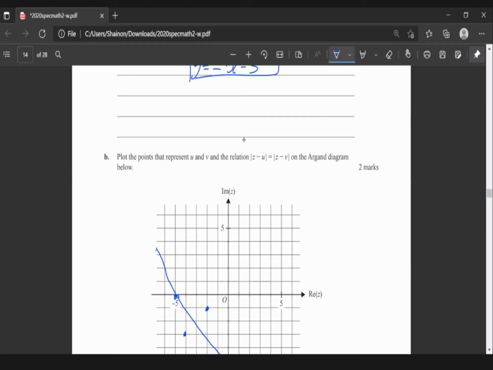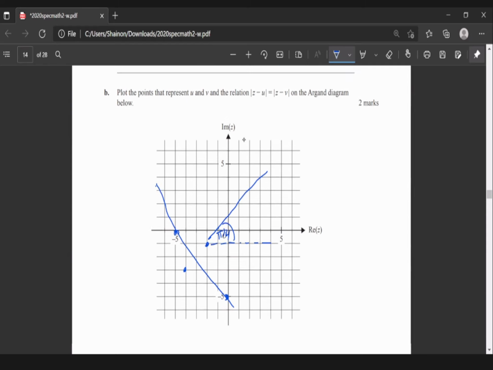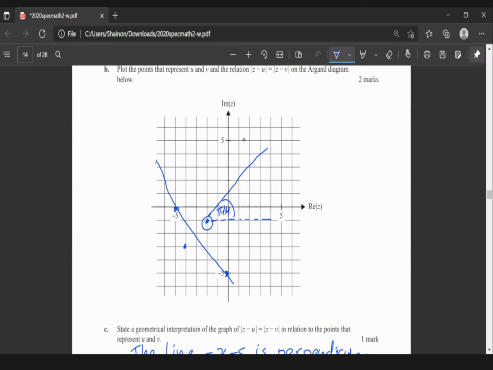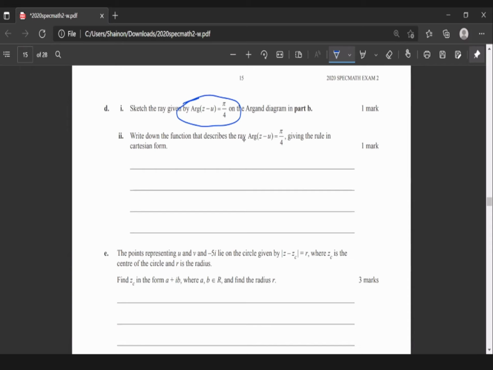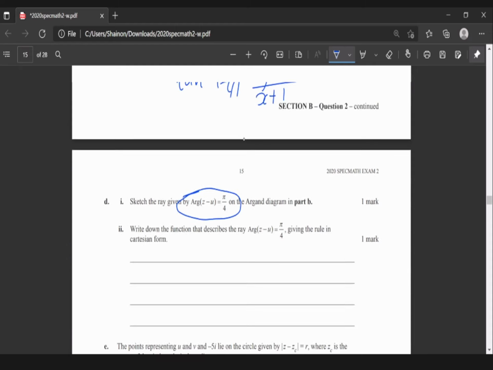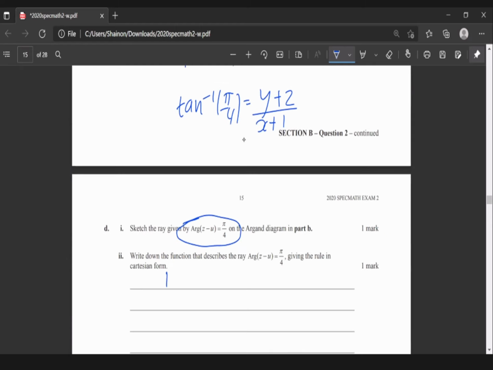So it's going to be around here, making a pi/4 with the horizontal. It's going to go something like this. This is going to be pi/4. You have to make sure this is open circled or something like that. Write down the function that describes the rule. Oh, okay, so this is where we use it. So we can just say tan pi/4 is just 1.